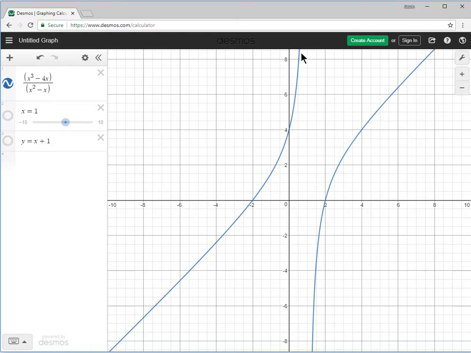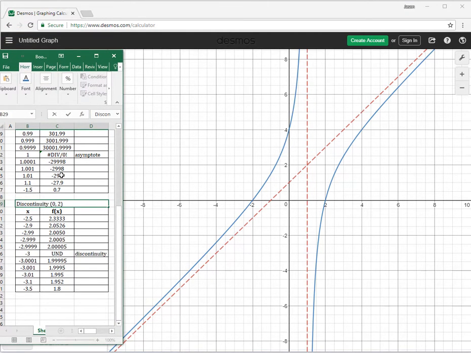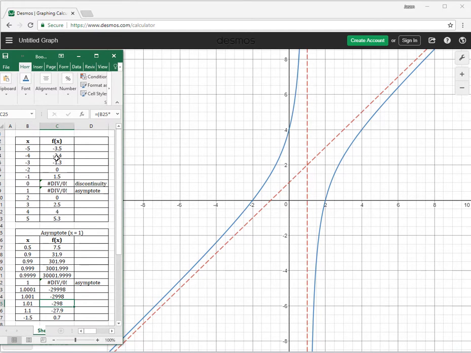Okay, so this is my rational function in blue. This is my vertical asymptote at x equals 1, and this is my oblique asymptote at y equals x plus 1. Again, I have created points, okay? What is missing on this graph is the discontinuity for whenever x equals 0. We can look up here and we can see the value for y is 4.